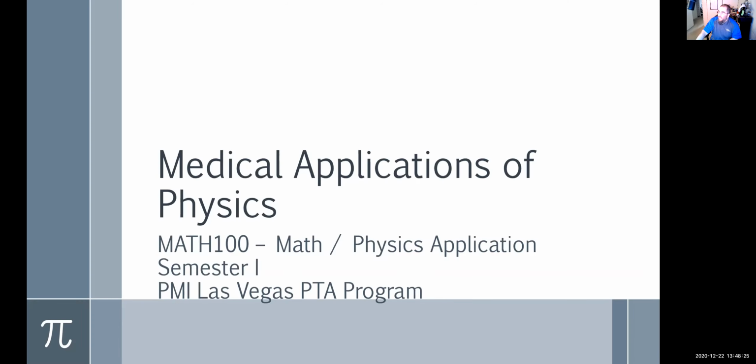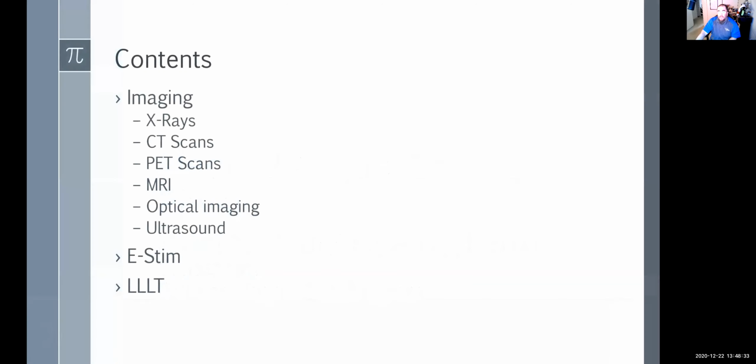All right. So we're going to talk today about some medical applications of physics. Specifically, a lot of this lesson is going to be dealing with imaging studies, like X-rays, MRIs, and stuff like that. So we're going to talk about X-rays, CTs, PET scans, MRIs, optical imaging, and then some ultrasound. We'll touch briefly again on E-stim and low-level laser therapy as well. Don't get too stuck in those because those are going to be the majority of next semester's topics.